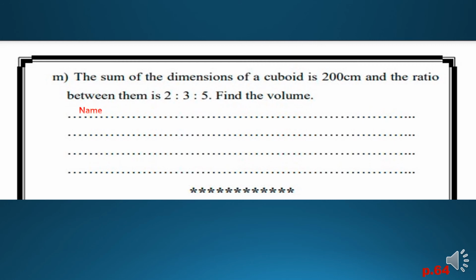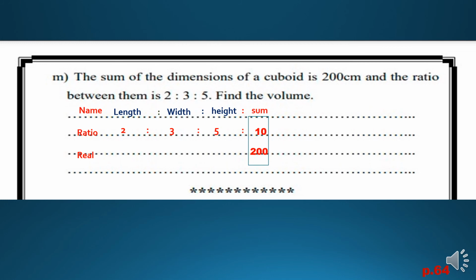So I have to make a table with name, ratio, and real. The name: I have the length, the width, and the height. And the ratio between them is 2 to 3 to 5. And I have the real sum of the dimensions, which is 200 centimeters. So I will put a new column which is sum, and its real sum is 200 centimeters. Also I will get the sum of the ratio. The sum of 2 plus 3 plus 5 is equal to 10. Now I have a complete column.